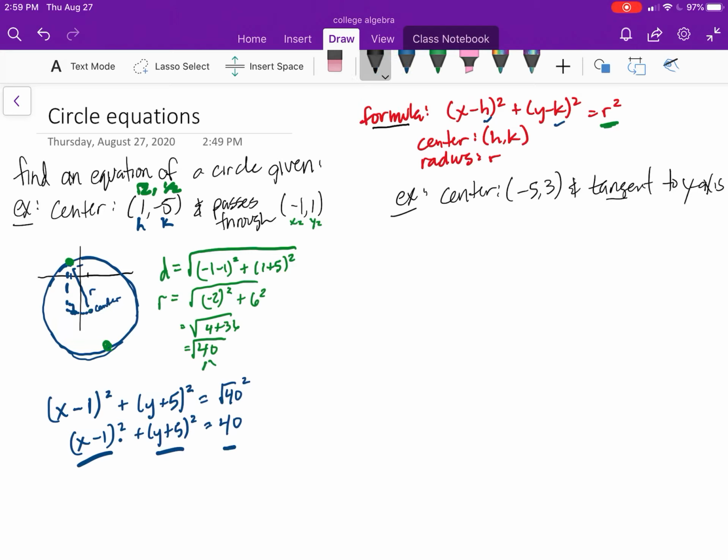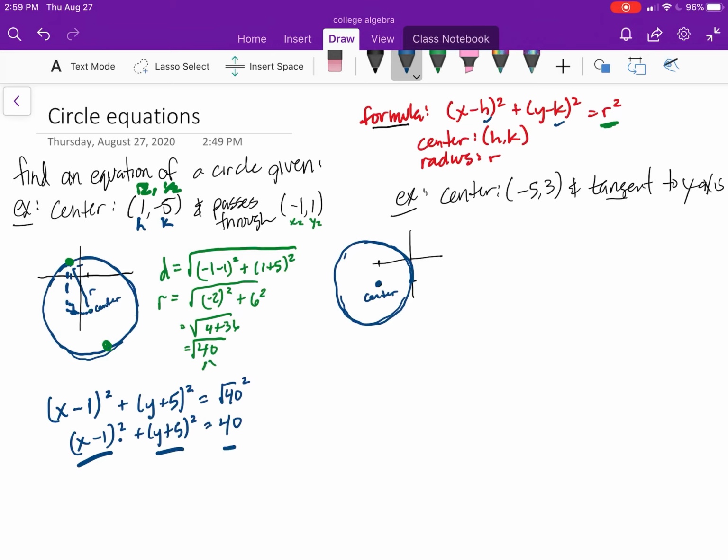The next example, again, you don't have to graph it. I'm going to graph it to show you what's going on here, but the center is negative 5, 3. So back 5, down 3, somewhere here, right? And it is tangent to, it touches, the y-axis. So here's my center, and it touches here. Tangent means it doesn't cross, it just touches there.